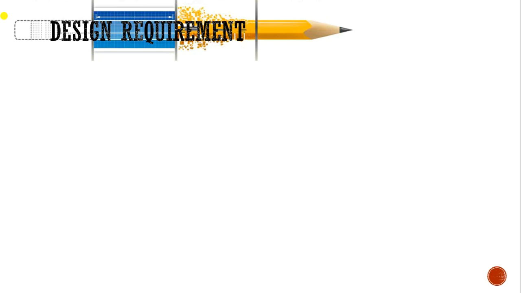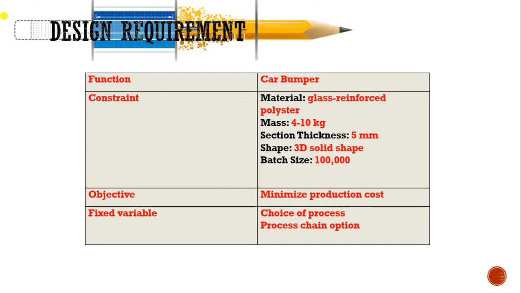Translating design. The design requirements obtained after translating the case study are: function, car bumper; constraints, the material used is glass reinforced polyester, mass 4 to 10 kg, section thickness 5 mm, shape 3D solid shape, batch size 100,000. The objective will be to minimize production cost. The free variable will be the choice of process and process chain.